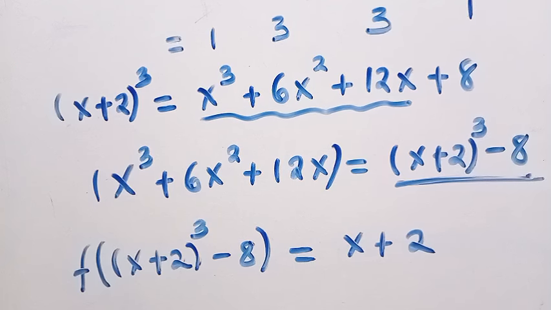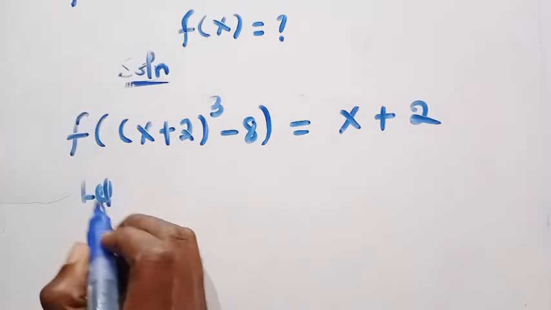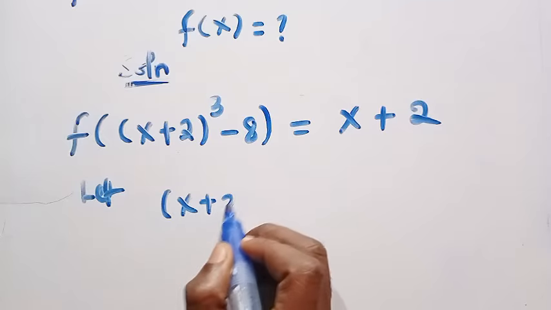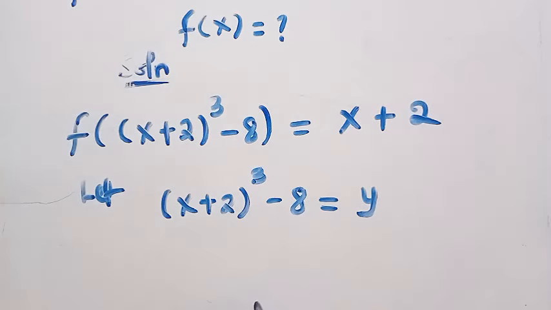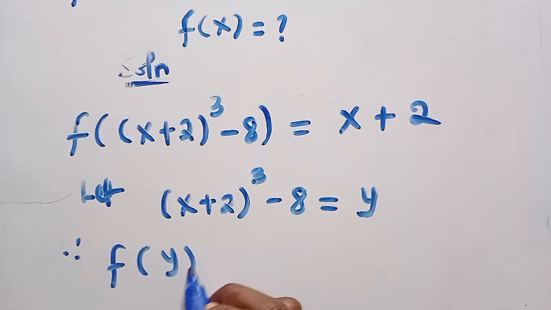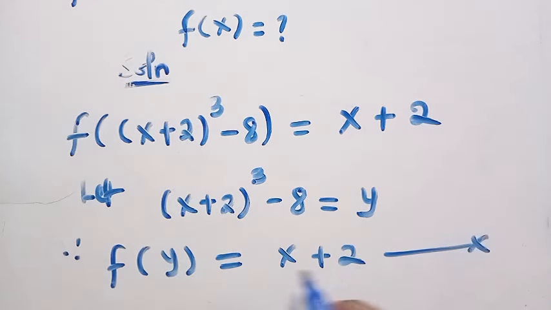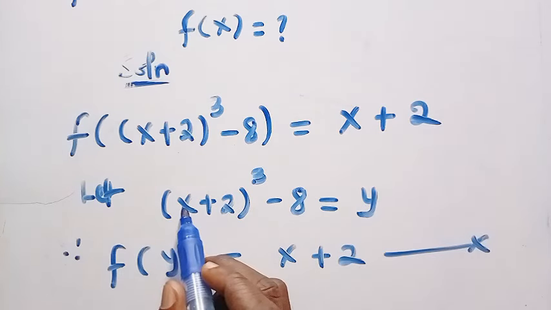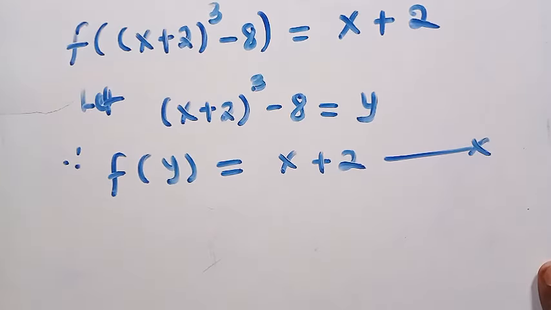We are going to let x plus 2 raised to power 3 minus 8 equal y. And when we let this, the new function becomes f of y equals x plus 2. But this is x, this is y. They are not the same. We have to make x the subject of the formula from what we have in x plus 2 raised to power 3 minus 8 equals y. So let's try and do that.